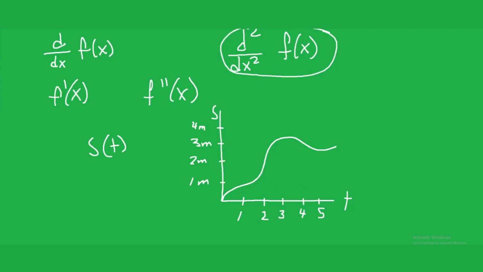All right. So the way you interpret this graph is, at 1 second, we've traveled a little bit less than 1 meter. After 2 seconds, it looks like we've traveled just about 2 meters. After 3 seconds, it looks like we've traveled a little bit over 3 meters. After 4 seconds, it looks like we've traveled a little bit under 3 meters. And after 5 seconds, it looks like we're somewhere between 2 and 3, like 2.5 maybe. Okay, so that's how you're interpreting this graph.